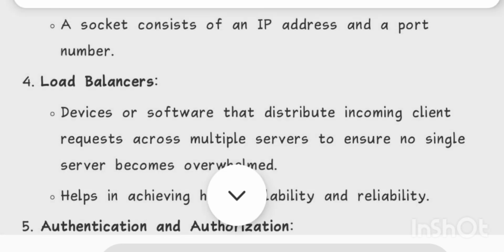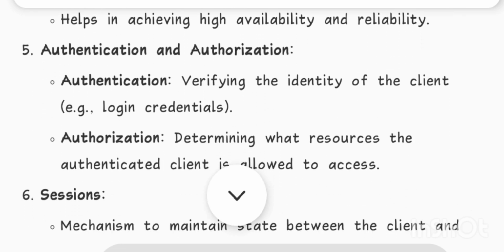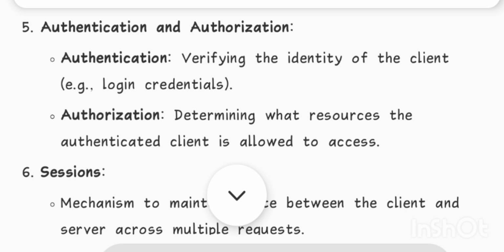4. Load balancers, devices or software that distribute incoming client requests across multiple servers to ensure no single server becomes overwhelmed. Helps in achieving high availability and reliability. 5. Authentication and authorization. Authentication, verifying the identity of the client, e.g., login credentials. Authorization, determining what resources the authenticated client is allowed to access.